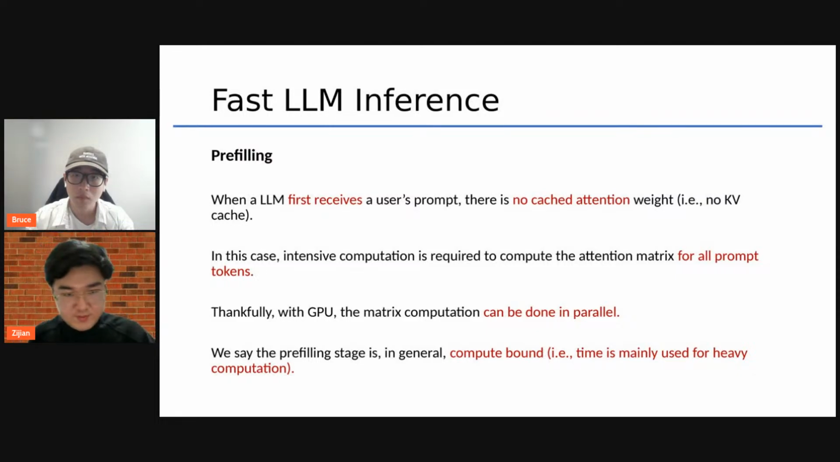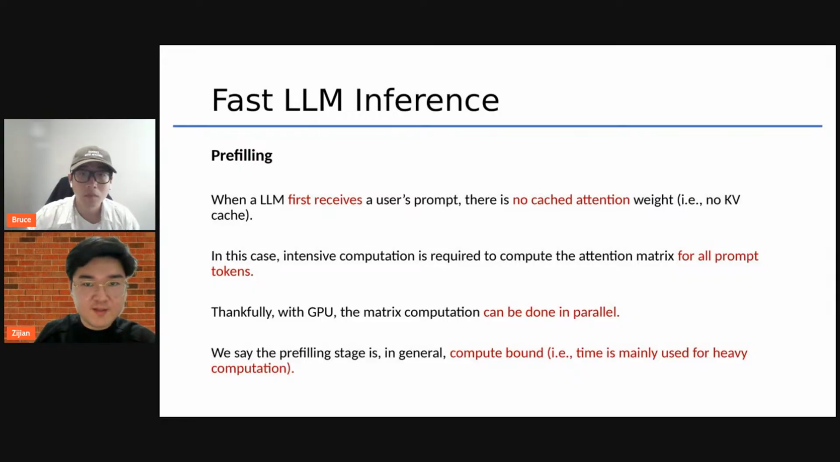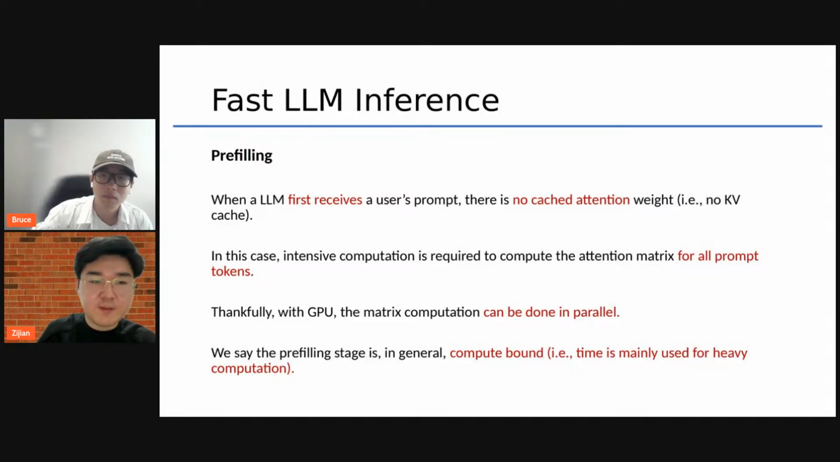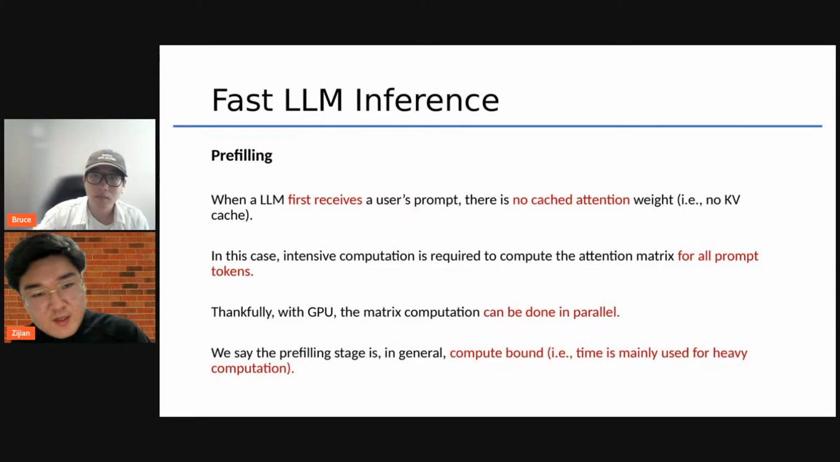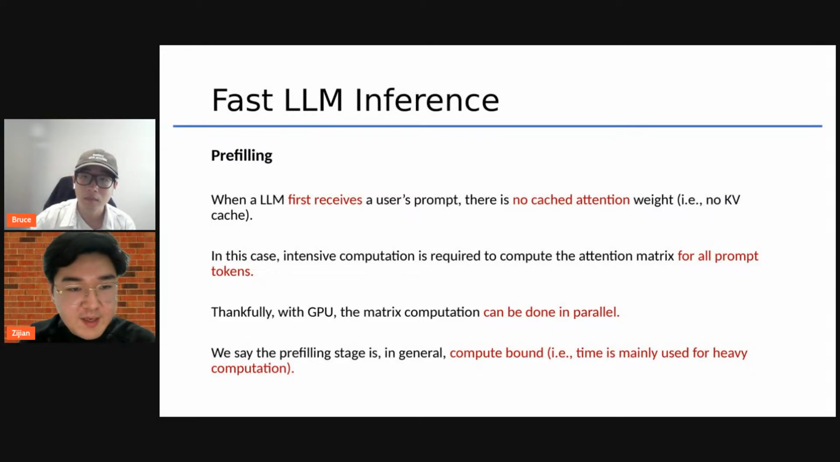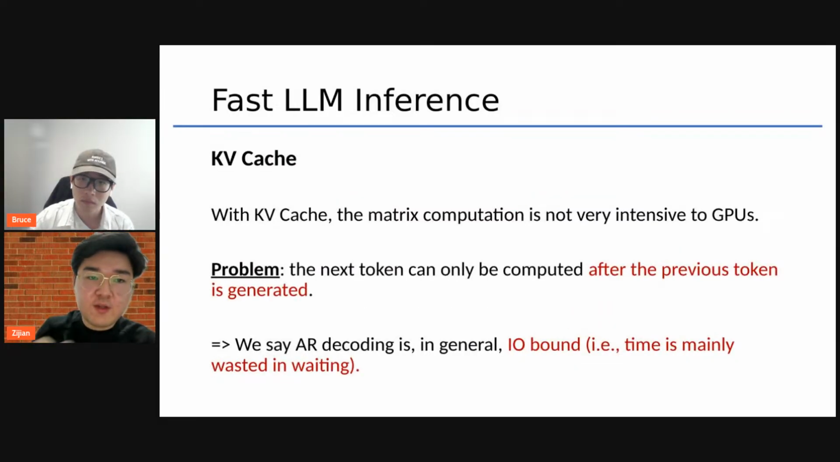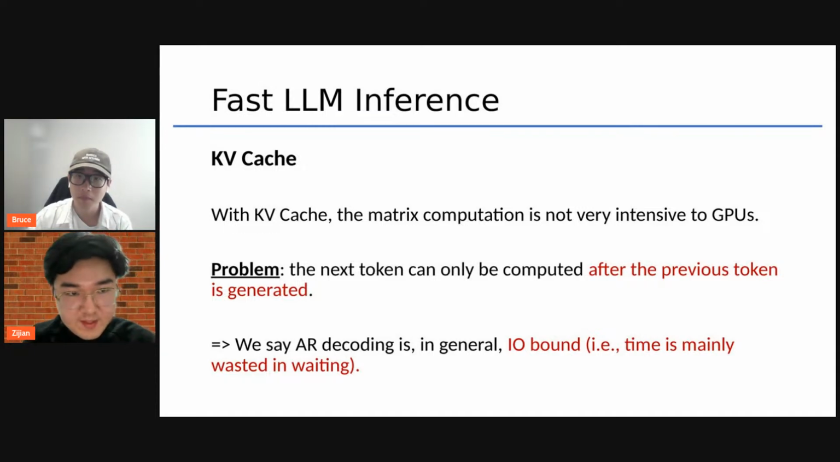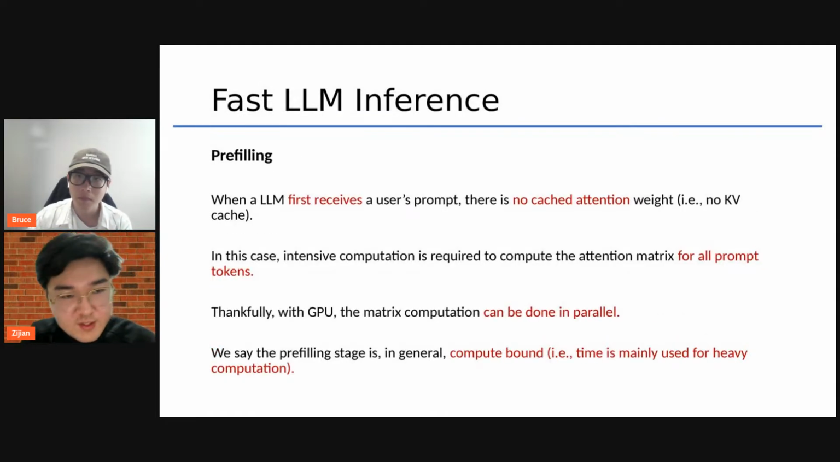Thankfully, with GPU, this kind of matrix computation can usually be done in parallel, but certainly it's going to spend a lot of compute, much more than the autoregressive decoding stage. So in contrast to the decoding stage, we usually say this prefilling stage is compute bound. So if we review what we just said about the decoding stage, the decoding stage is so-called I/O bound, whereas the prefilling stage is compute bound.